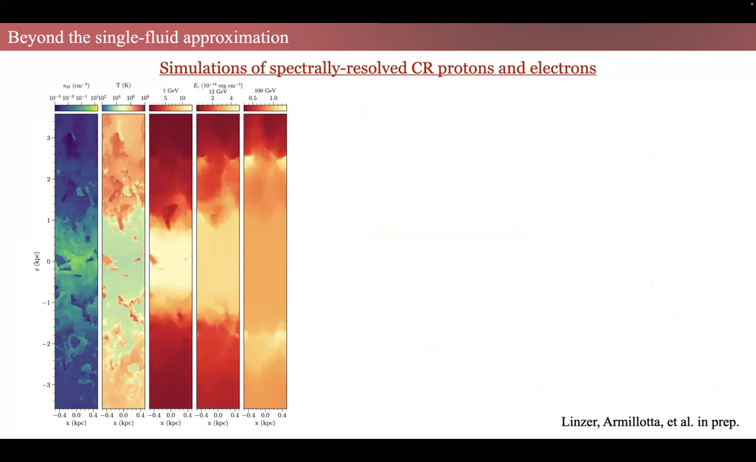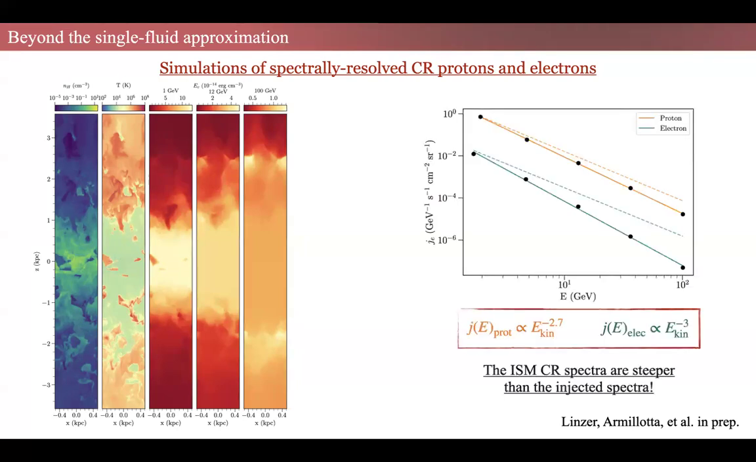Now, let's move to the predictions of these simulations. Here we have, from left to right, slices of gas density, gas pressure, gas temperature, and cosmic ray energy density for cosmic rays with kinetic energy of 1 GeV, 12 GeV, and 100 GeV.